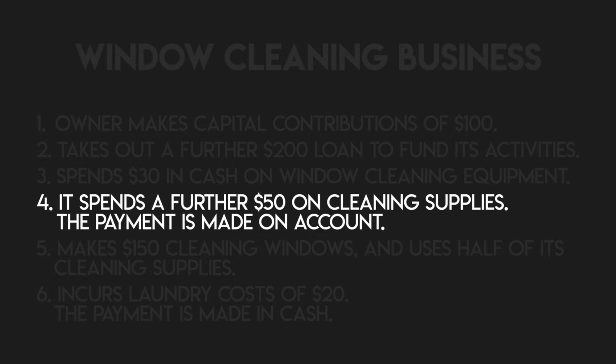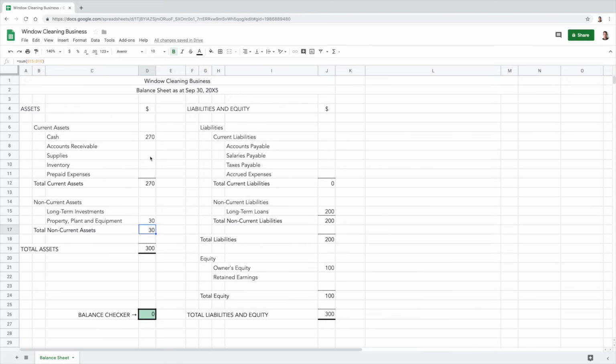The payment is made on account. Paying for something on account means that you're agreeing to pay the supplier at a later date. So we debit our supplies by $50 to increase them. And this time we don't credit cash, we credit accounts payable by $50 to increase them instead.